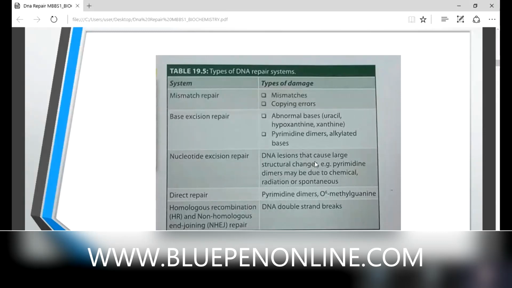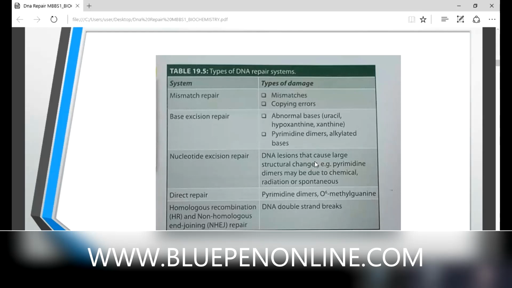The third one is known as nucleotide excision repair. It deals with DNA lesions that cause large structural changes in DNA. Pyrimidine dimers, which may be due to chemical agents, radiation, or spontaneous, are formed, and these pyrimidine dimers cause DNA lesions that cause large structural change.